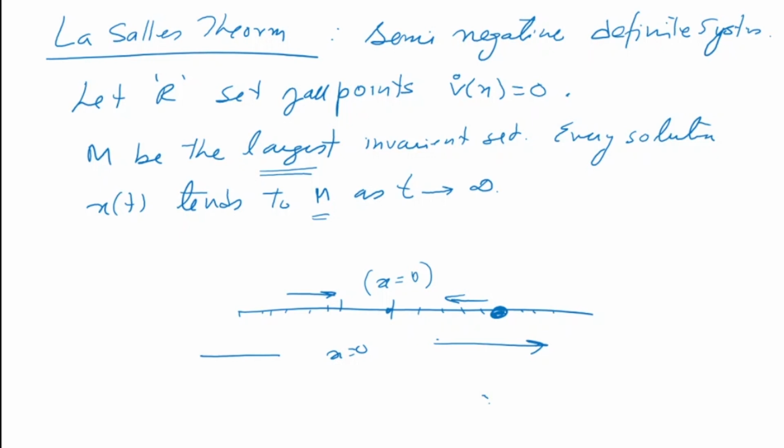Now, what is the only point where it can go and stay? It is at x equal to 0. So M is the largest invariant set, which is the equilibrium point in this case. So if you have a large number of places where x dot is equal to 0, but all of these are tending towards x equal to 0, then what it basically means is that it's a stable system.